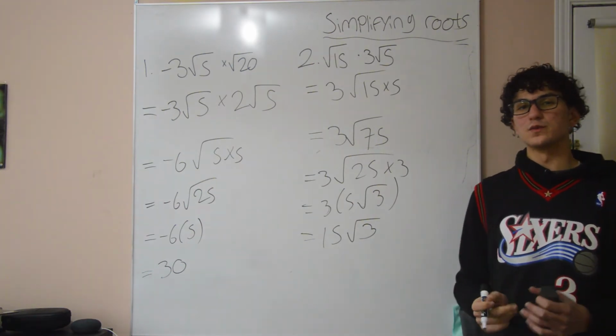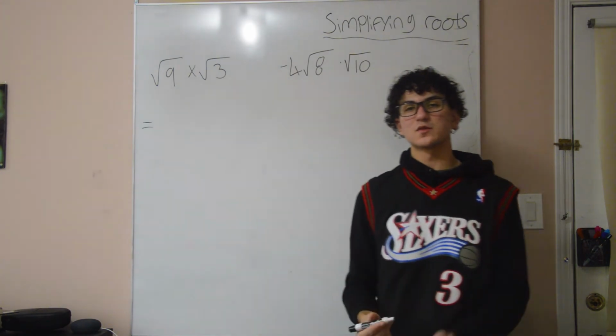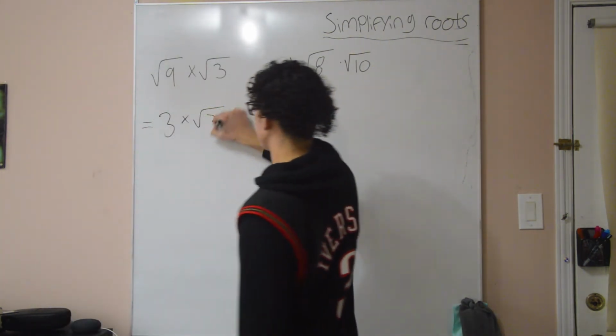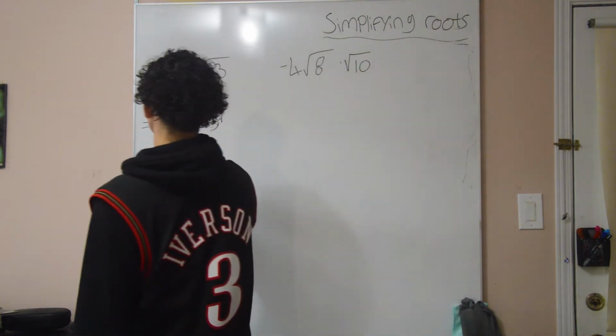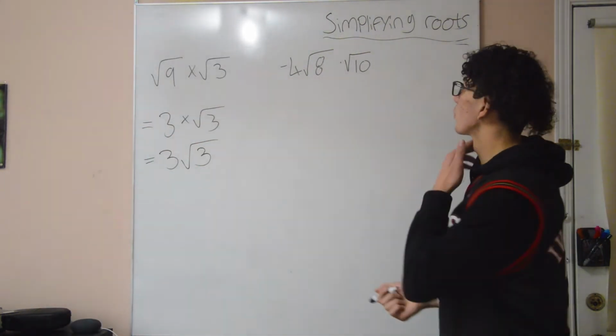On to the next few. Next up, root 9 times root 3. That one's pretty easy because we know the square root of 9 just becomes 3 times root 3. And then, just for the sake of writing it properly, 3 root 3.